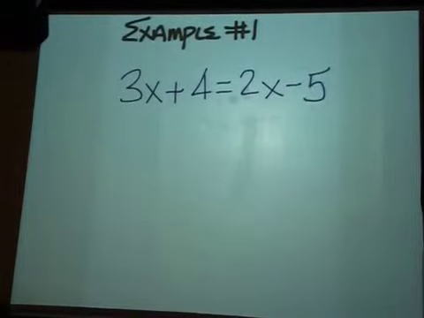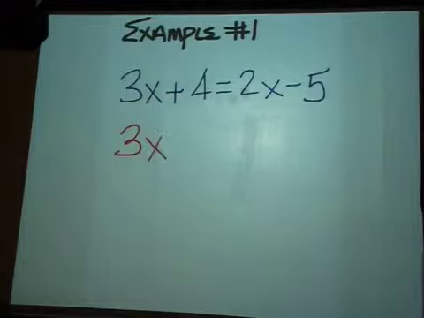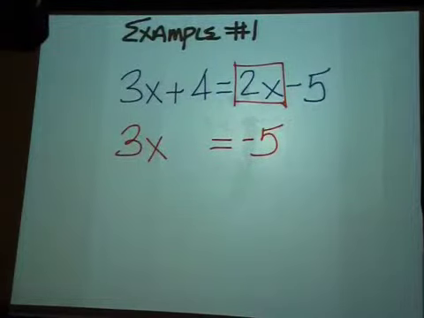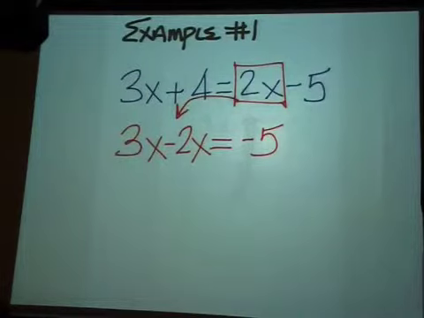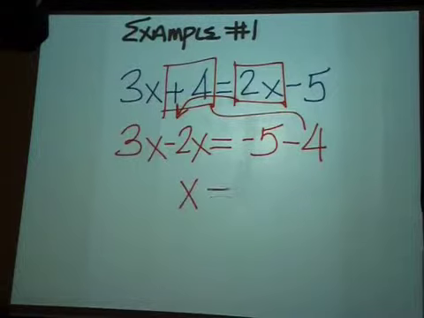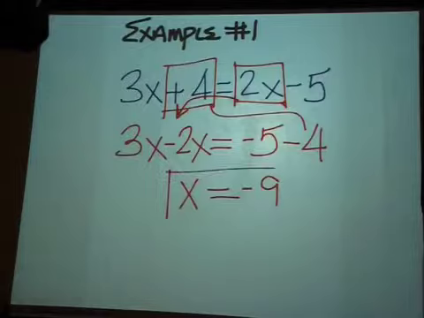3x plus 4 equals 2x minus 5. Step 1 is to keep the 3x on the left and the minus 5 on the right. Move the 2x from the right over to the left, make it minus 2x, and then move the plus 4 from the left over to the right, make it minus 4. 3x minus 2x is 1x. Negative 5 minus 4 is negative 9.